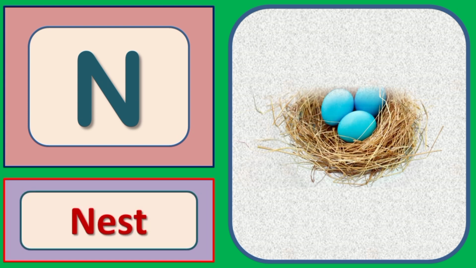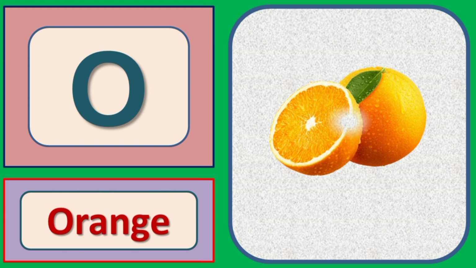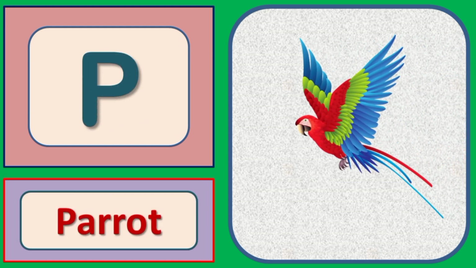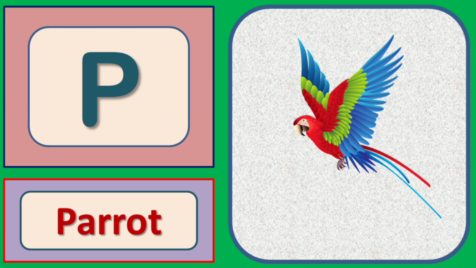N for nest. This is nest. O for orange. This is orange. P for parrot. This is parrot.